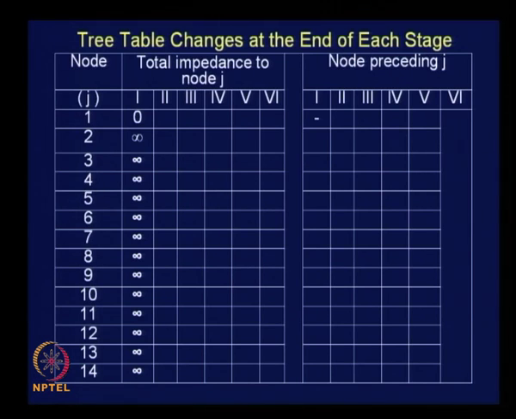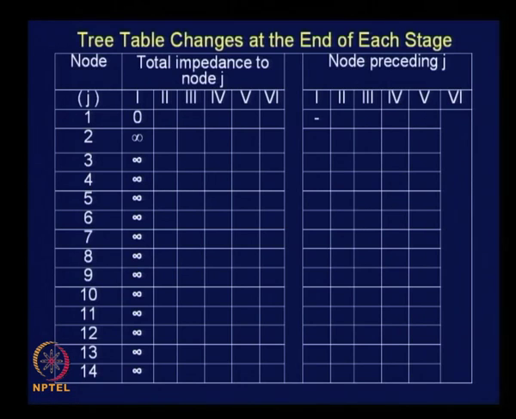We have listed all the 14 nodes, right, and the impedance to node 1 is indicated as 0. The travel time to reach node 1 is given as 0. That means we are starting from node 1 itself, and the travel time to reach all the other nodes has been given simply as infinity, a very large number.